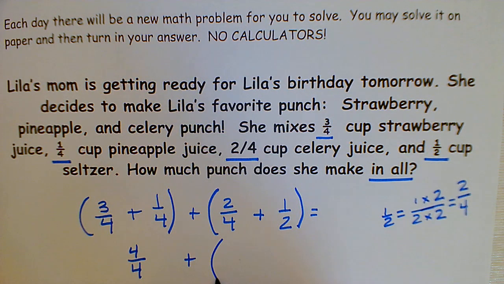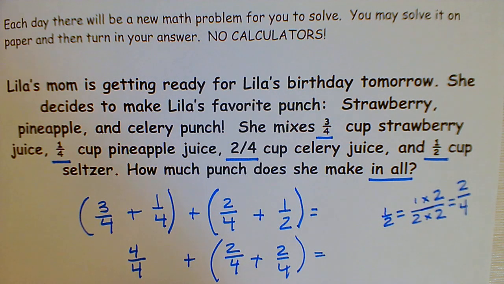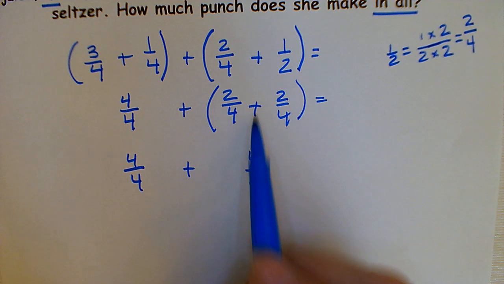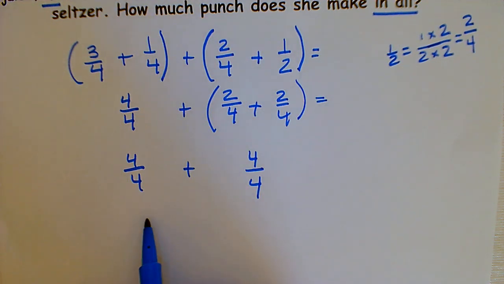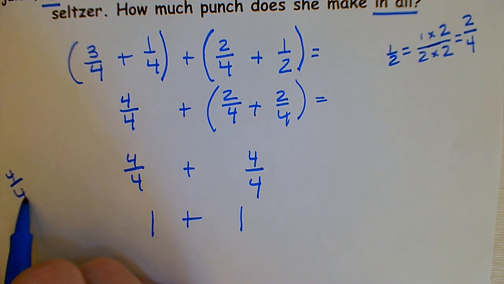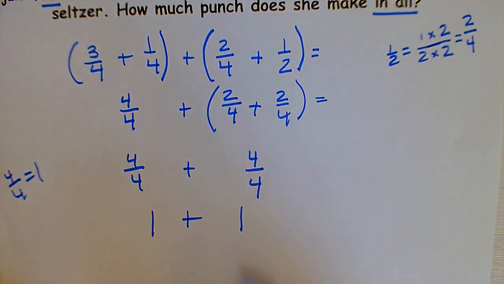So instead of adding 2/4 plus 1/2, I can now take 2/4 and put it right here. And what do I have? Well, I have 2/4 plus 2/4, which is 4/4. And now I just brought down my 4/4 and my 4/4, and I can convert these into 1 plus 1 because 4/4 is just equal to 1. And that's equal to 2.